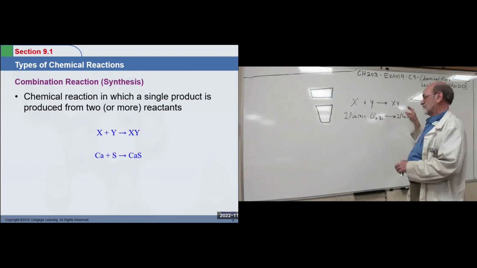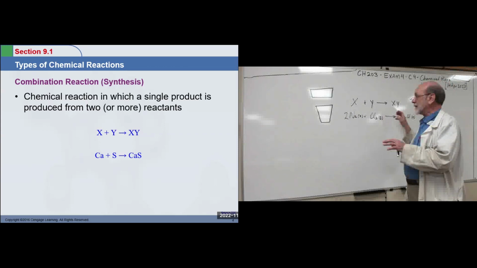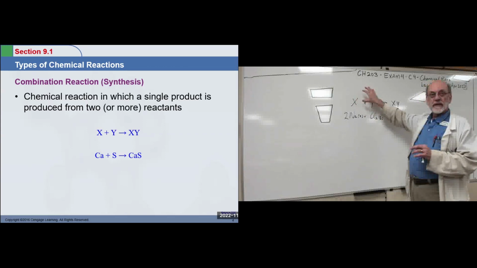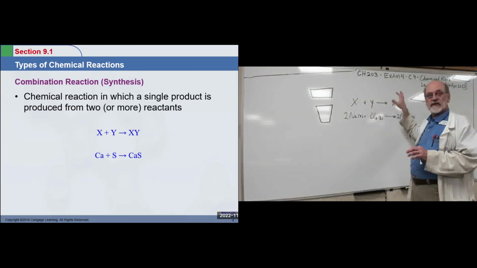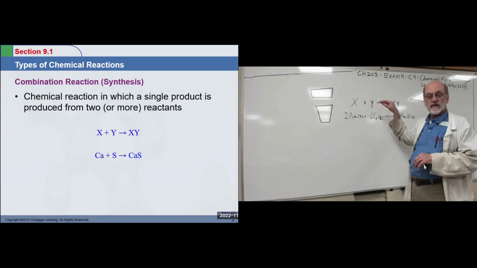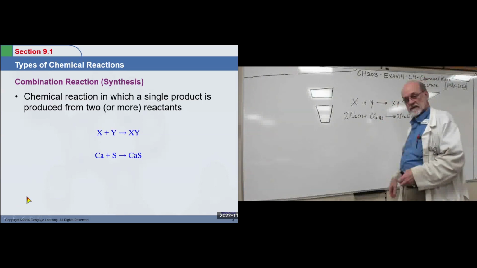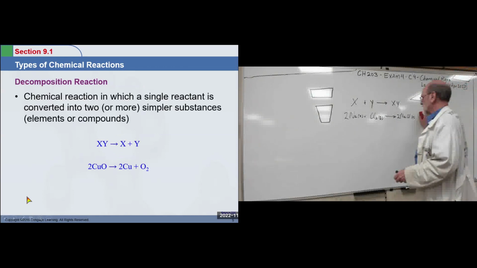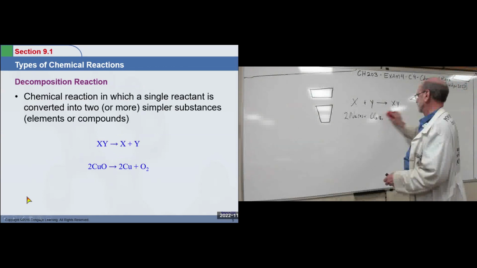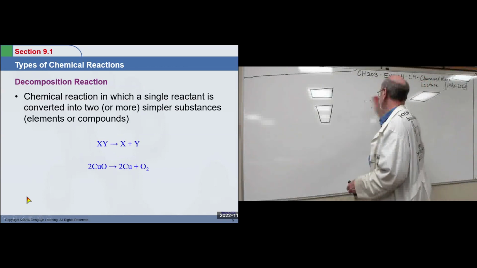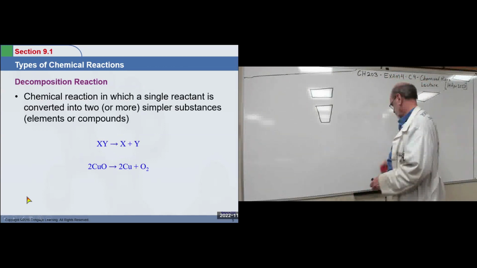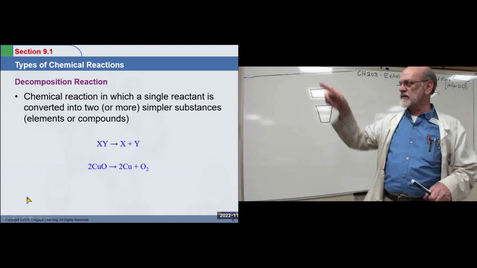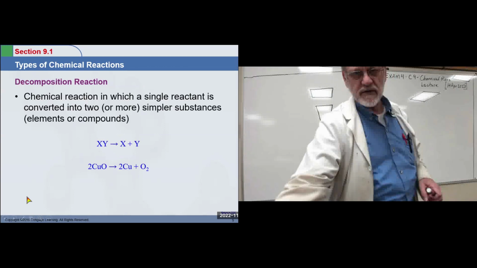So there are times when the simplicity is not just an element, it could be a compound, but the result would be something more complex than either of the reactants or any of the reactants that go into the chemical reaction. I should start writing those up there, just in case the slides don't catch.